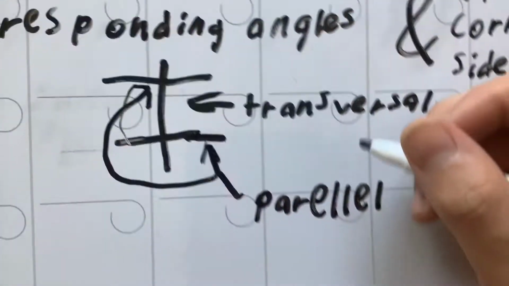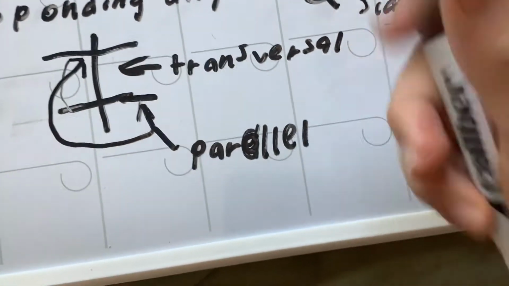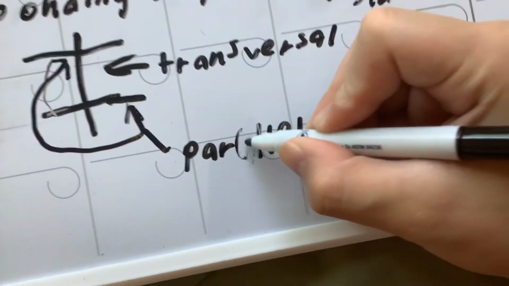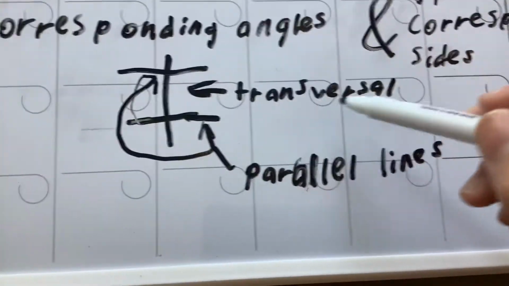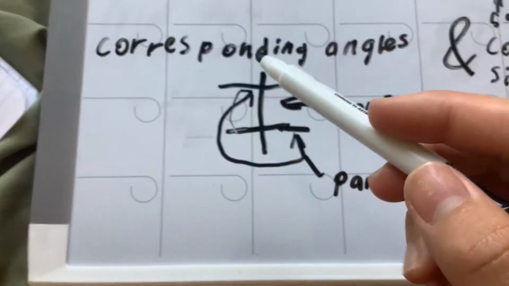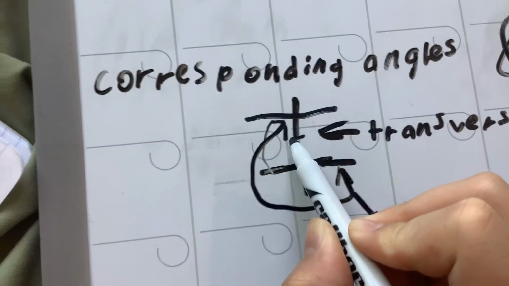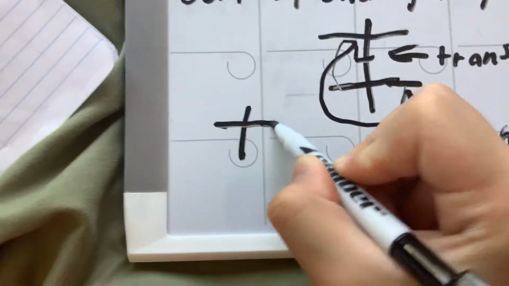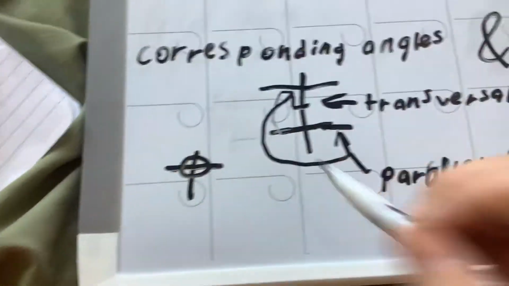Parallel. Parallel lines. So, these two are parallel lines, and a transversal. Now, these are corresponding angles. For these things, if you were to cut here, they would be the same. There would be a T, a 1 and a 360-degree angle.